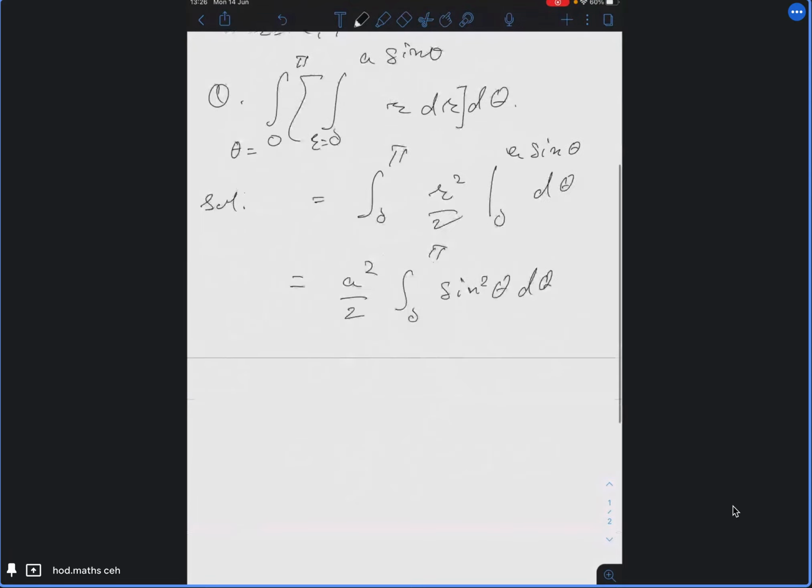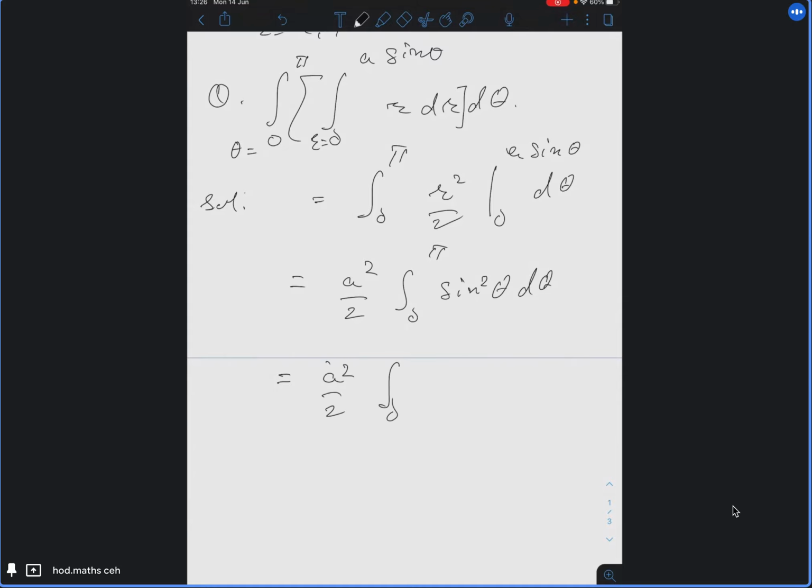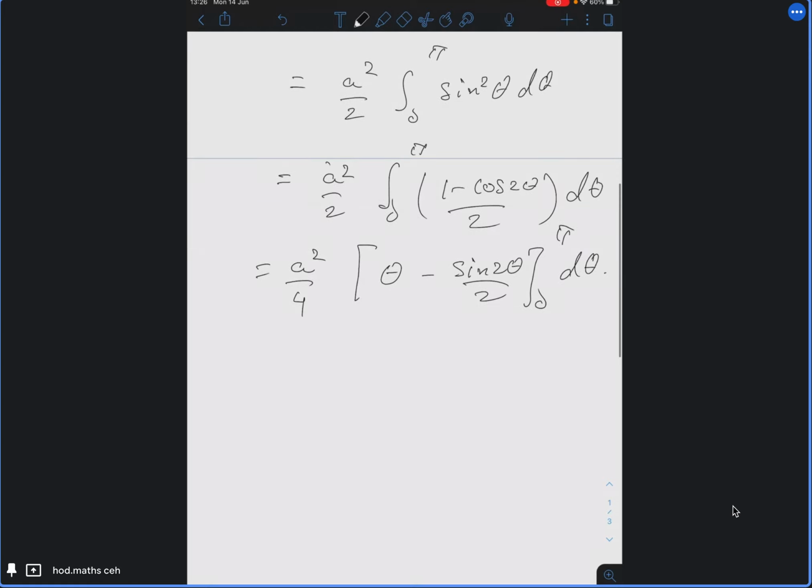Now how will you integrate this? Sine square theta can be written as (1 minus cos 2 theta) by 2. So integral 0 to pi of (1 minus cos 2 theta) by 2, and this whole part you need to integrate with respect to theta. Again this 2 I can write out, so I'll get a square by 4, and when I integrate 1 I'll get theta. When I integrate cos 2 theta I'll get sine 2 theta by 2, limits 0 to pi. Okay, substitute the limits now.